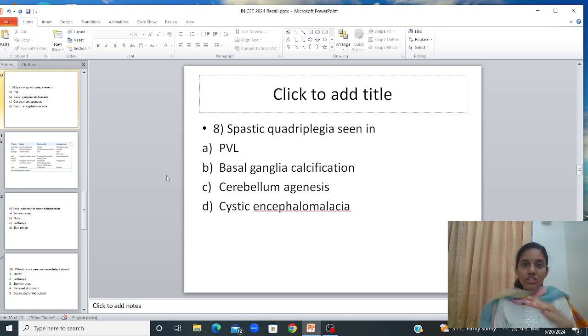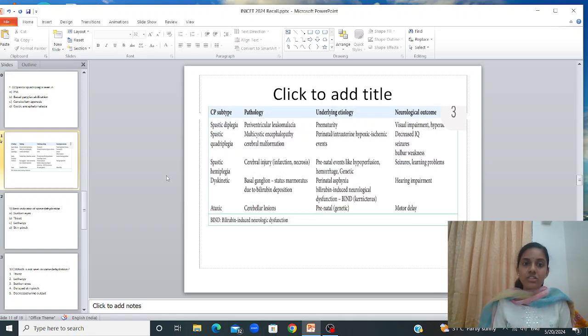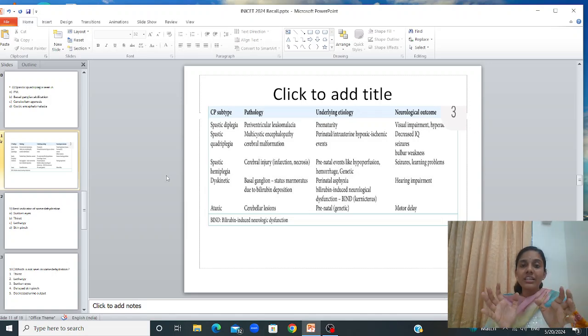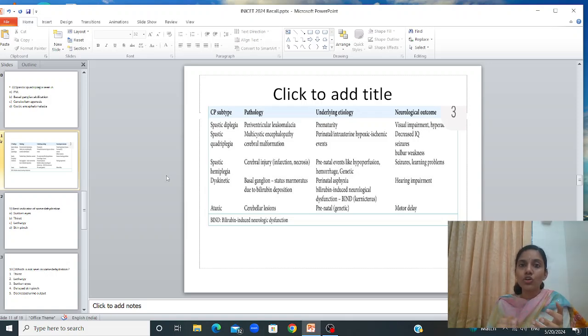So what is the pathology, or when you take an MRI, what is the imaging behind these clinical features? Behind spastic diplegia, when you take an MRI of that child, you will see periventricular leukomalacia. Leukomalacia means a defect in the white matter, with a loss of neurons. So the child will have periventricular leukomalacia.